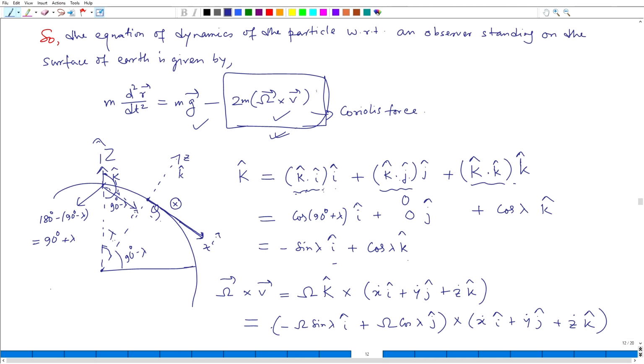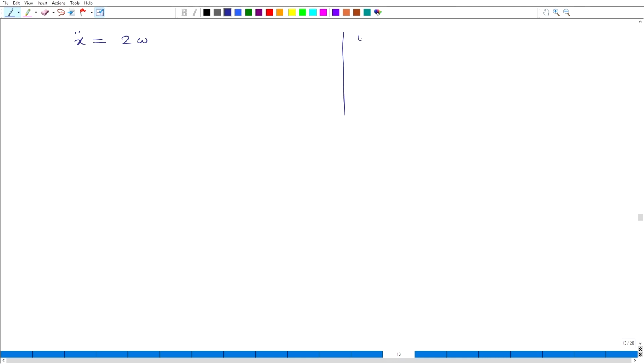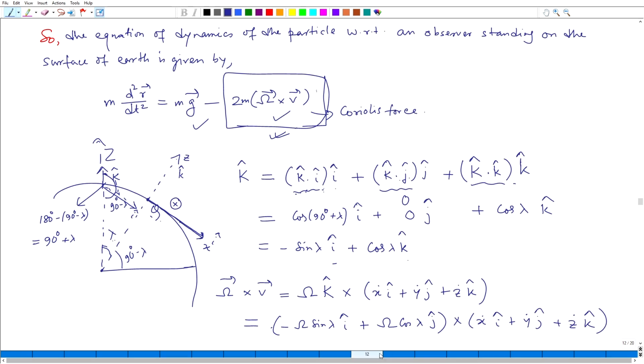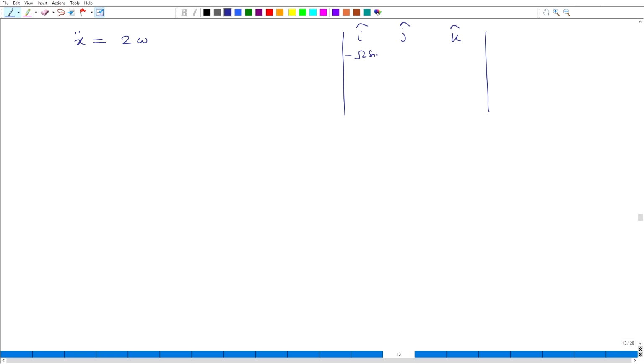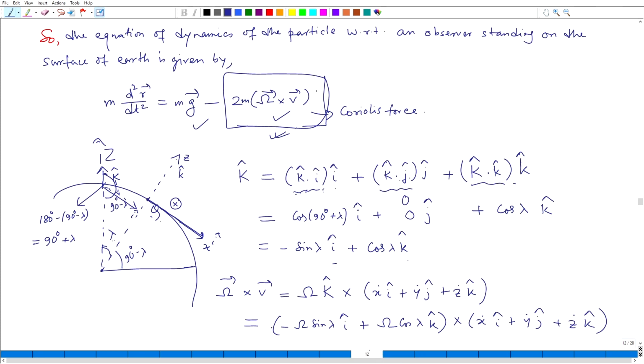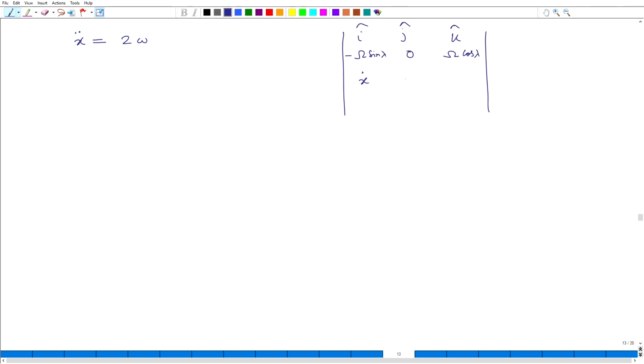So, omega cross V I can write like this: i, j, k, then minus omega sin lambda, 0, omega cos lambda, then x dot, y dot, z dot. This is omega cross V.